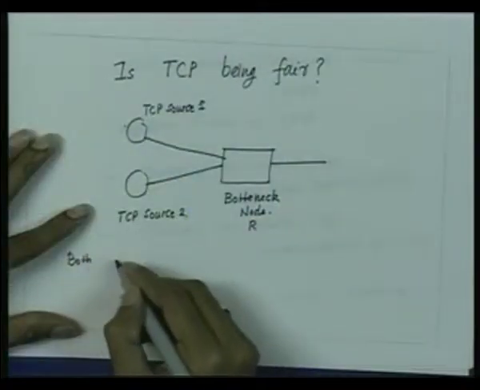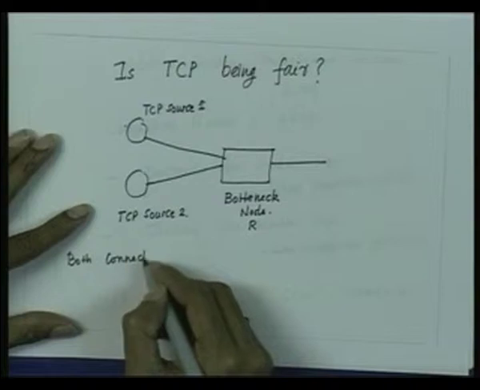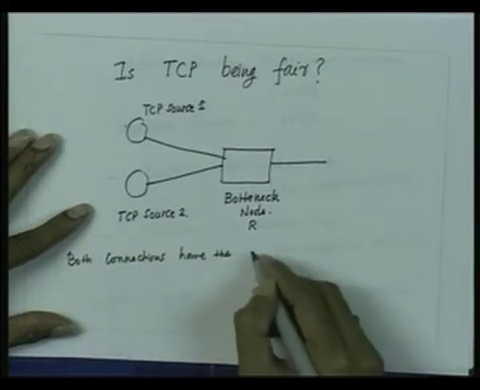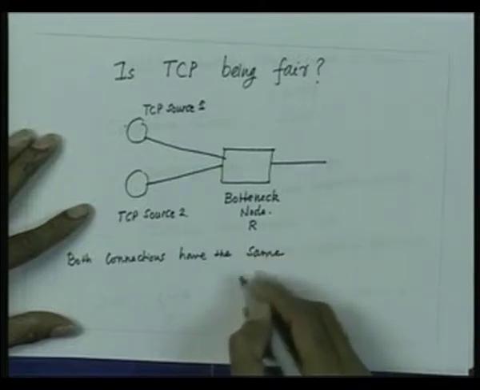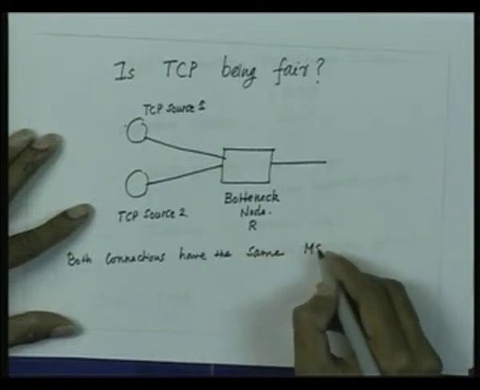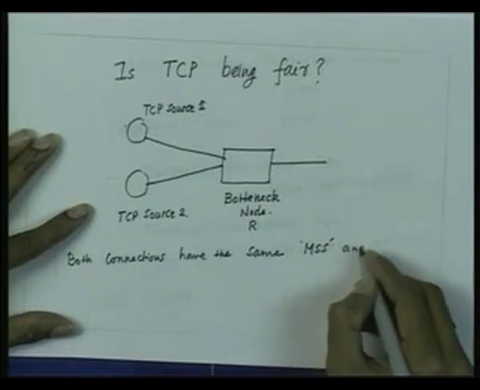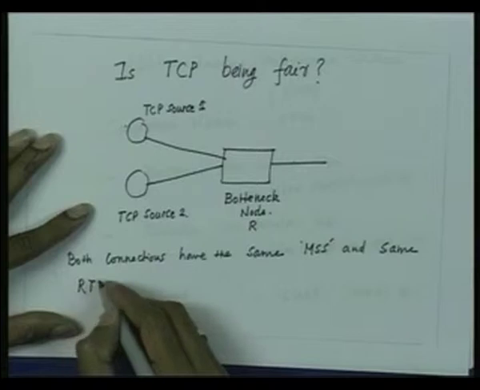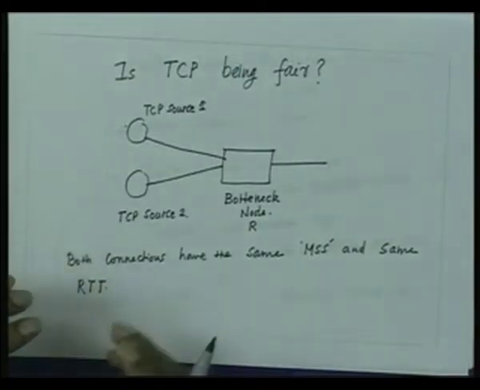So assume that both connections have the same maximum segment size and the same round trip time. Now we will try to see whether TCP's congestion control mechanism is operating in a fair manner or not. Let me show you that.